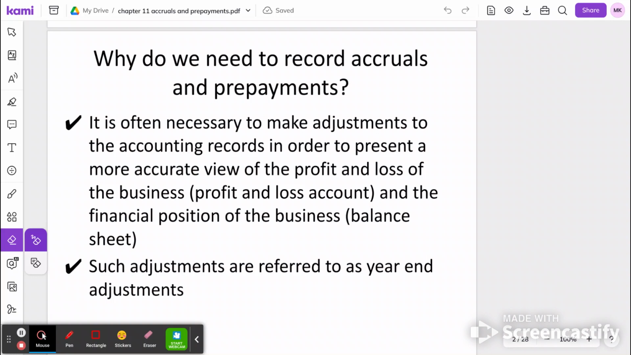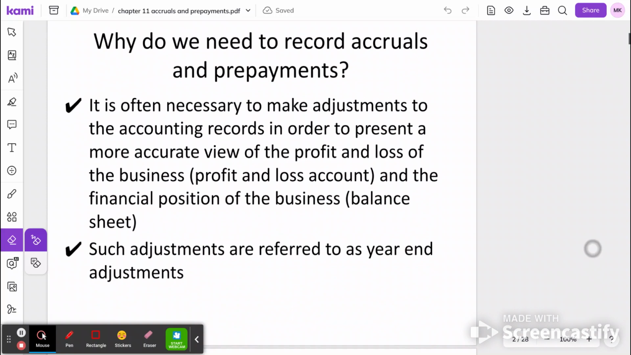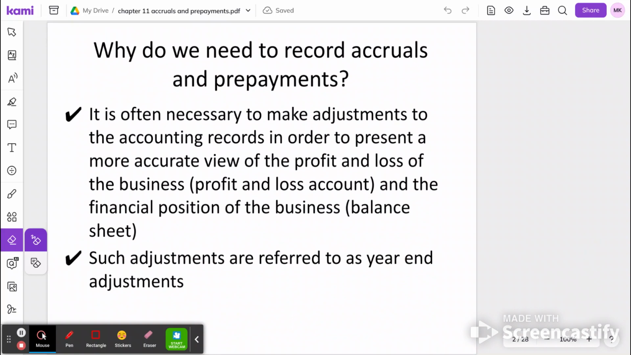First of all, the question is, why do we need to record accruals and prepayments? It is very necessary to make adjustments to accounting records in order to present a more accurate view of the profit and loss of the business and the financial position of the business. And we usually do this at the end of the financial year.